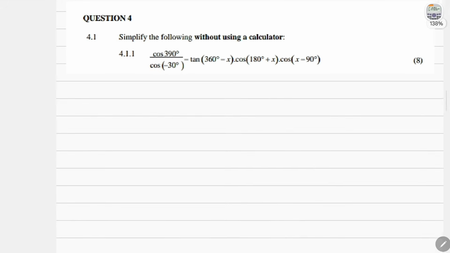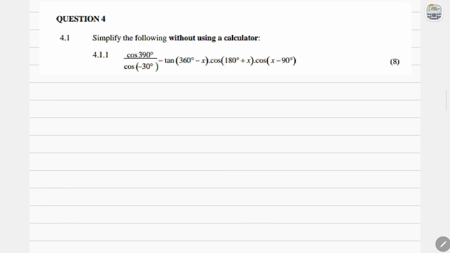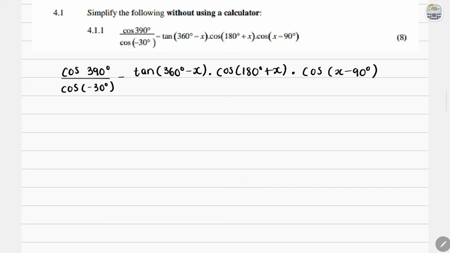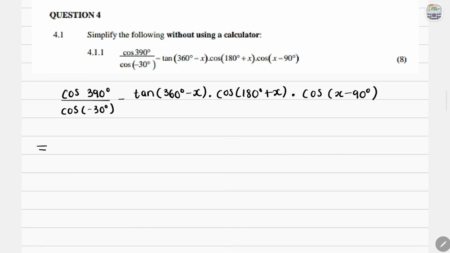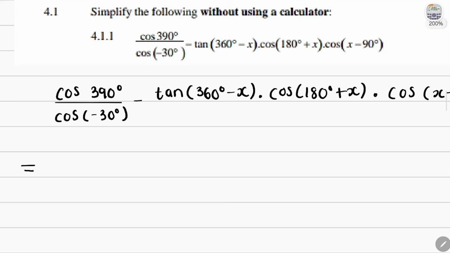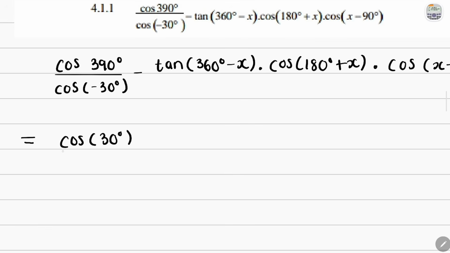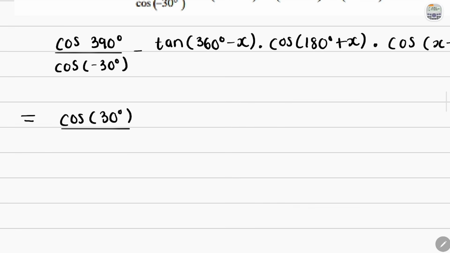Question 4.1 says, simplify the following without using a calculator. And 4.1.1 gives us this. I'm just going to rewrite this expression. Okay, so do you see that first we have this cos 390 degrees. 390 degrees is an angle that is greater than 360 degrees. So what you can do is, when it is greater than 360 degrees, subtract 360 degrees from it. So 390 minus 360 is 30 degrees. Okay, so 30 degrees. And then this is over cos negative 30 degrees.